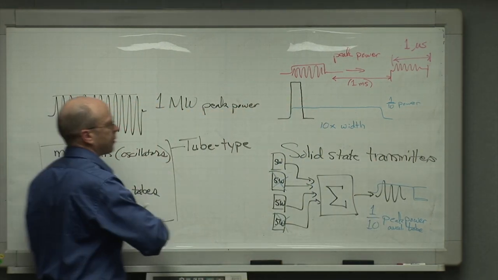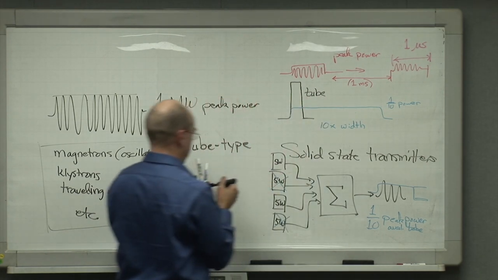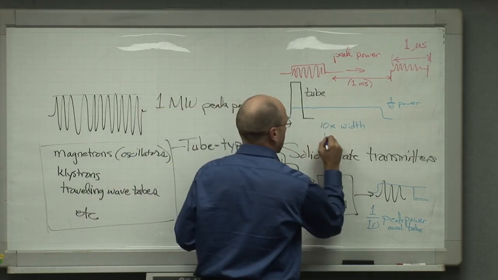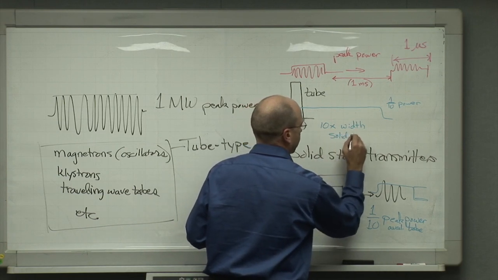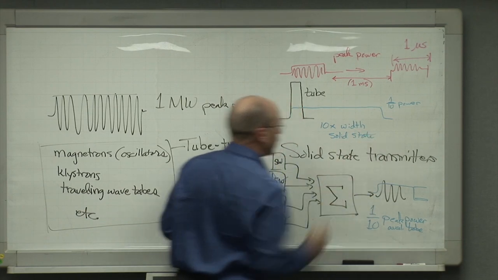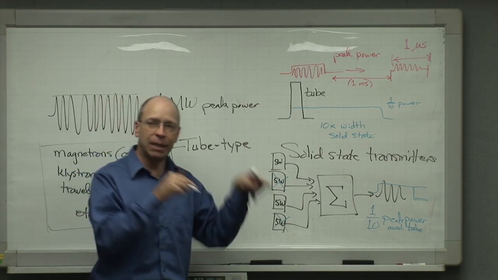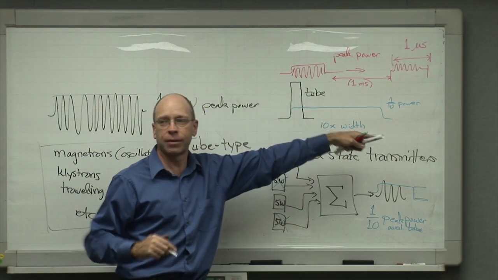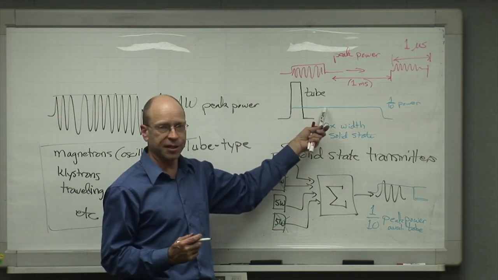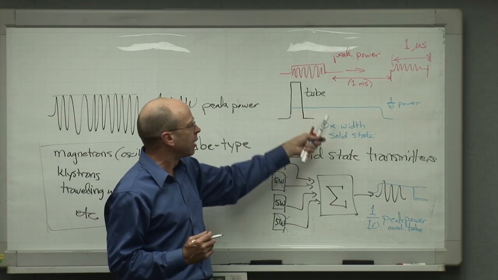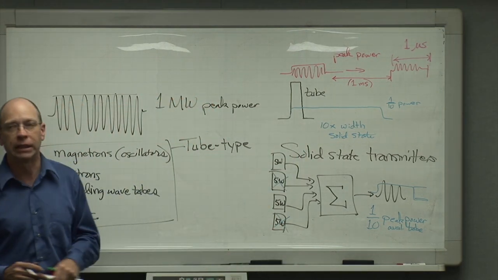So here's our beautiful high power tube transmission, and here's our weakly solid state transmission. What's equivalent between the two pulses is the amount of energy in the pulse. A tenth the power for 10 times the length in time is the same equivalent energy. Turns out that in terms of the radar design, that's all that counts to get the same amount of energy on the target. So you can run a pulse at a tenth the power for 10 times longer, but what happened? We lost our range resolution.